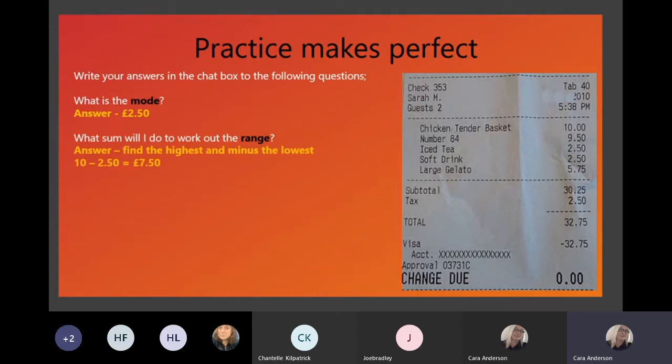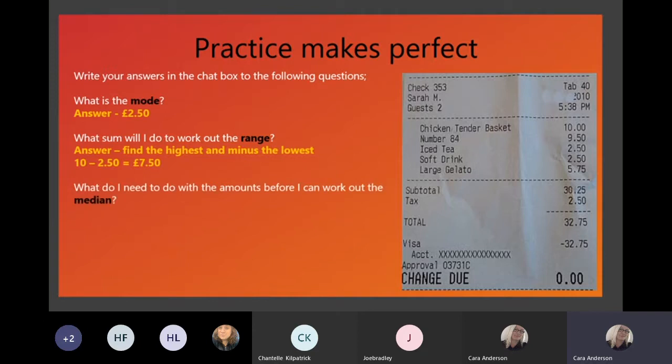So yeah, I'm going to find the highest and I'm going to minus the lowest. So in this example, £10 was the most expensive item, £2.50 was the cheapest, minus your £2.50 from your 10. You always start with that highest number because otherwise you're going to get a minus number and it'll be wrong. So the range is 7.